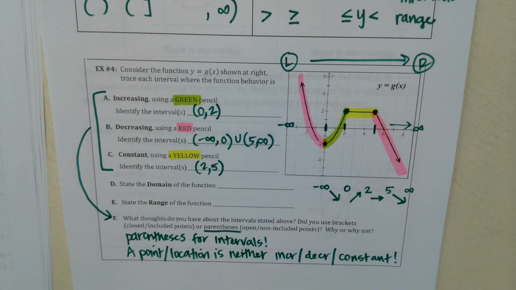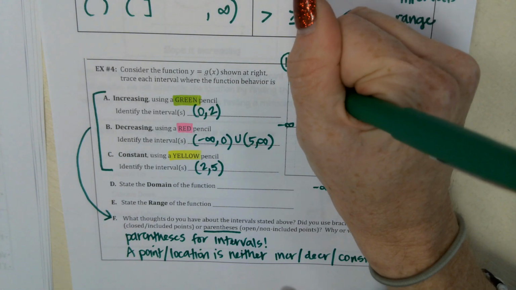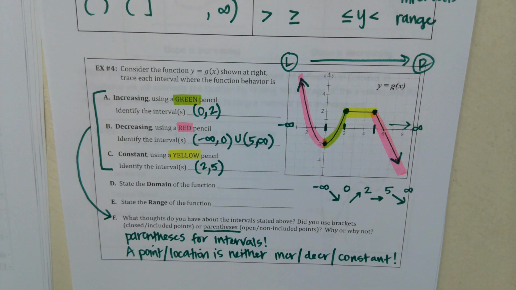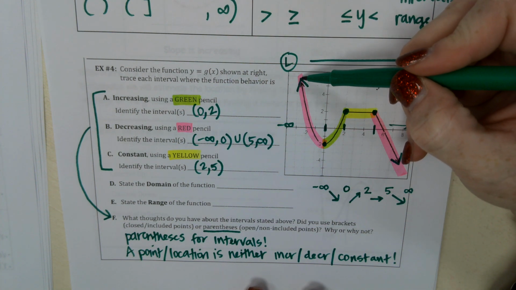All right, let's go back to D and E where I'm asked to identify the domain and range. Now, on domain and range, for both of those, I am looking: are there arrows? Are there any holes? Are there any asymptotes? Now, I am graphing.